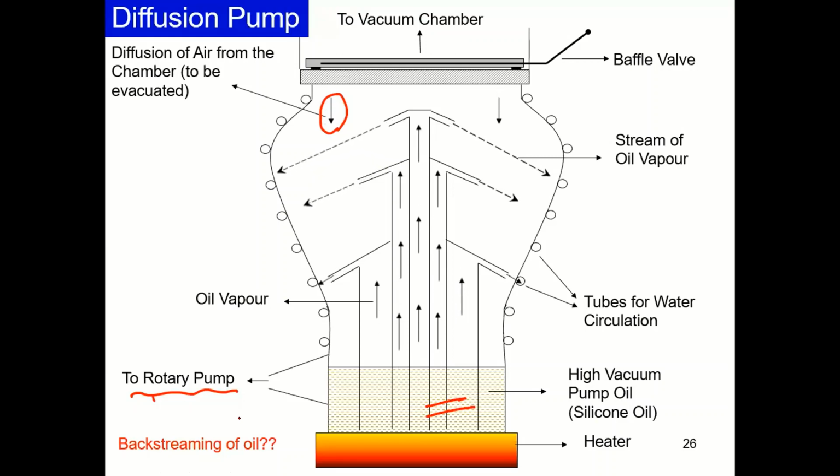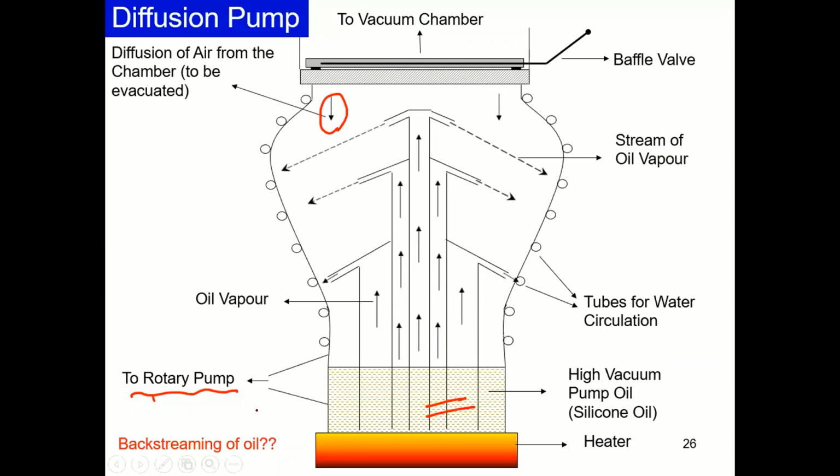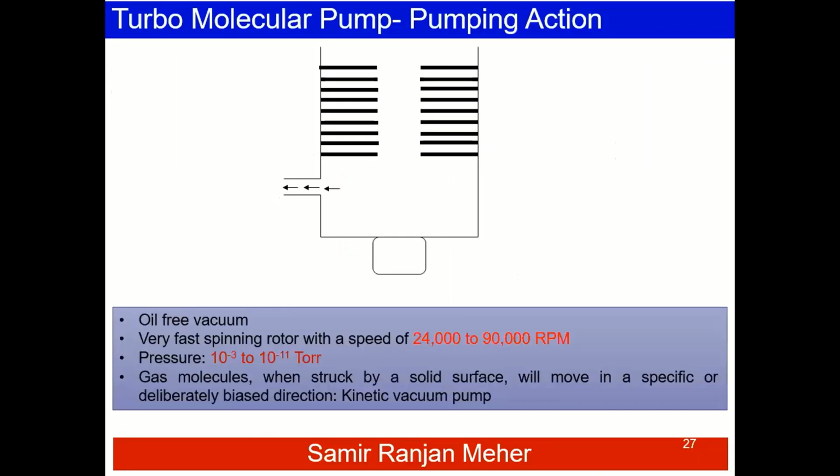So always there is a possibility that this oil will be backstreamed inside the chamber, so film contamination may take place. To avoid that, we can have an oil-free pump, which is the turbomolecular pump, and it contains a very fast spinning rotor. The rotation speed of the blades of this turbomolecular pump is around 24,000 to 90,000 revolutions per minute, which is very, very high.